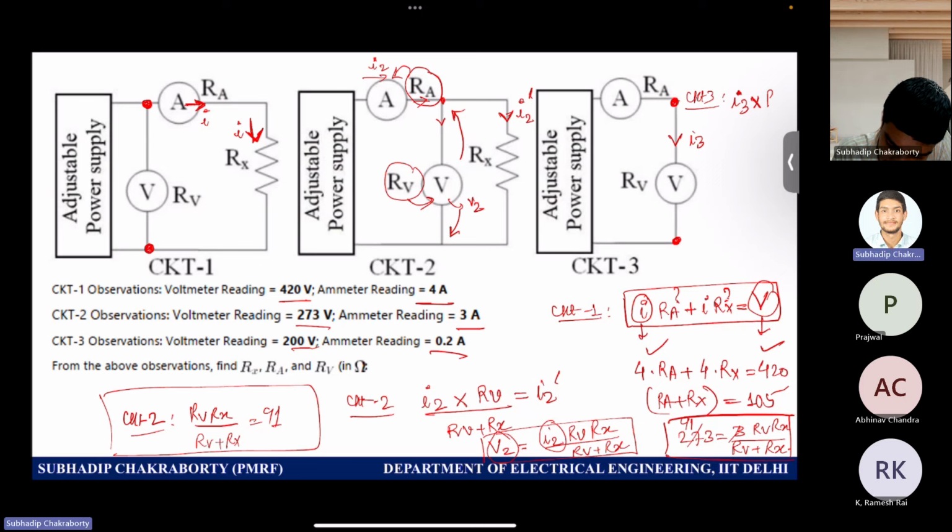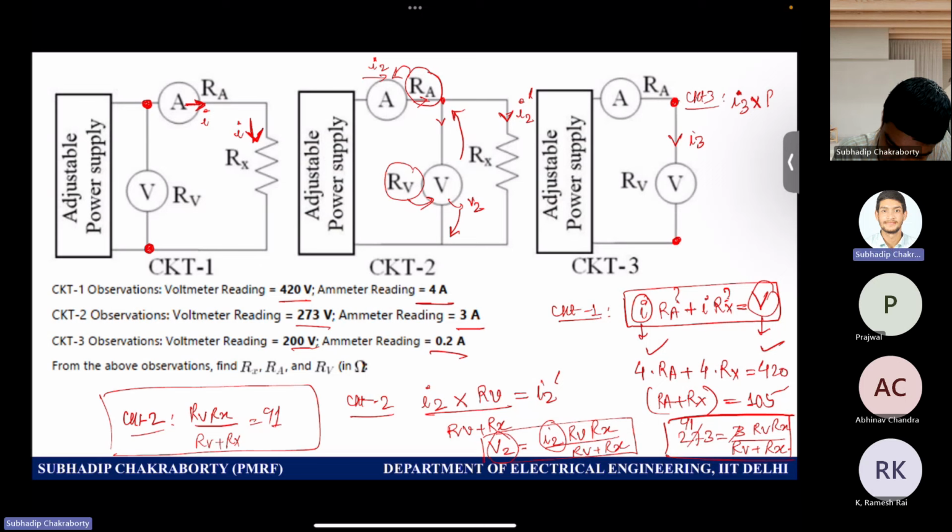And what are you getting for Rx? Can anyone tell me what Rx is? Put in the value of RV as 1000 and try to calculate Rx. You can simply write 91 RV plus 91 Rx equal to 1000 Rx. Then you can find the value of Rx: 91 times 1000, since RV is 1000, divided by 1000 minus 91.